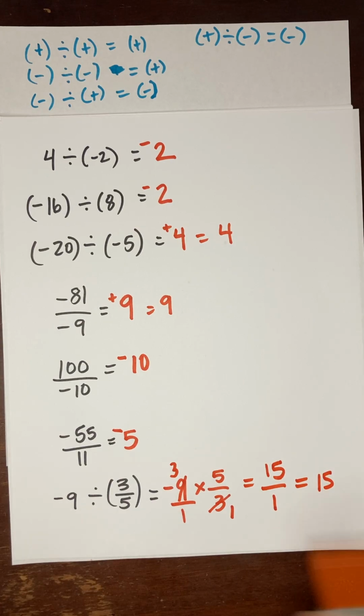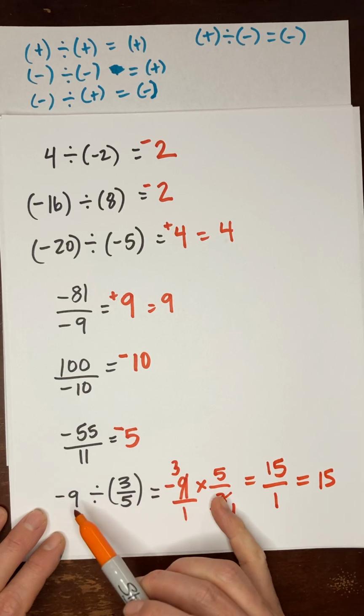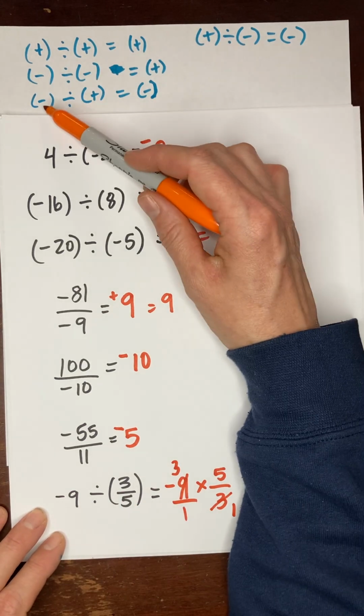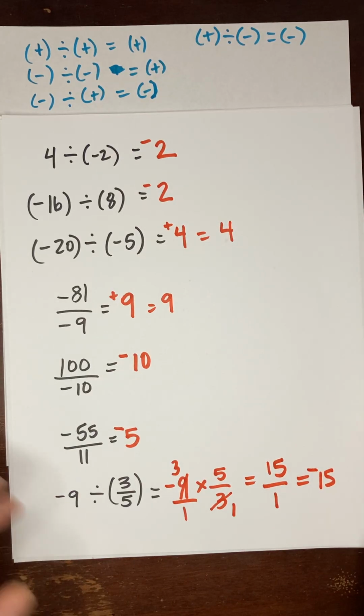Now I'm going to look at the signs. I have a minus, and over here I have two positive numbers. So a minus divided by a plus. Let's look up here, minus divided by plus is going to give me a minus answer, which is minus 15.